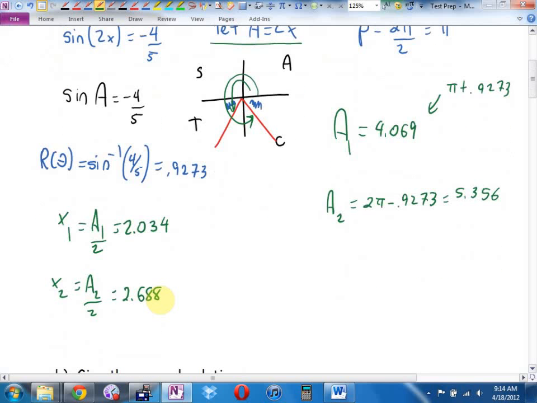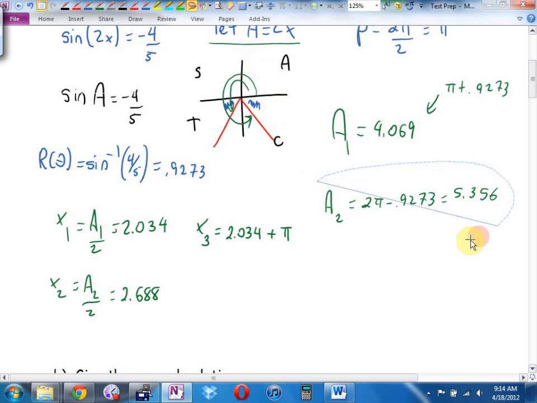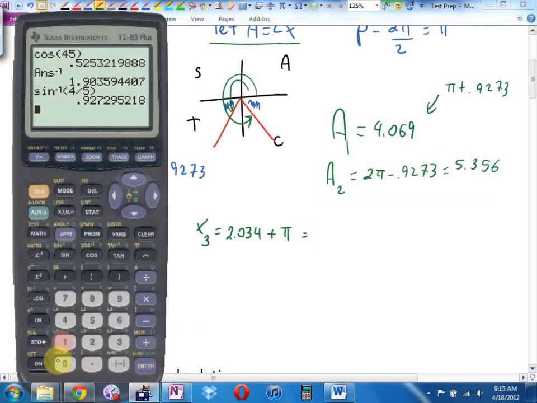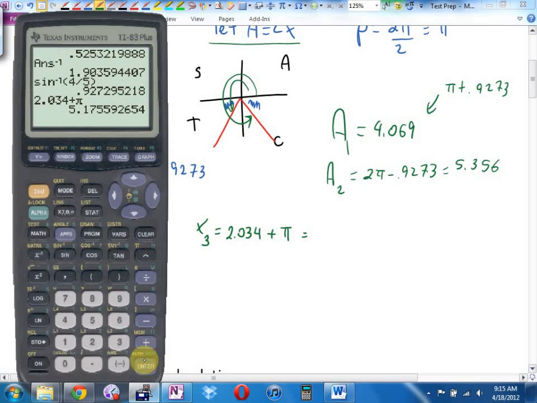Okay. Are there more? Is that bigger than 2 pi? What is, by the way, as a decimal, roughly, what's 2 pi? 6.28? That's my cutoff, right? If I get bigger than 6.28, I'm going to quit. Okay, maybe there's an x3. How will I find that? Take the 2.034 and add the period, which was pi. Okay, 2.034 plus pi, 5.176.